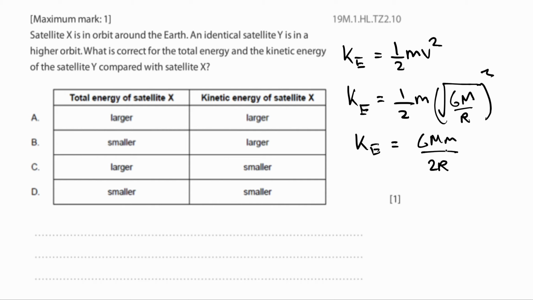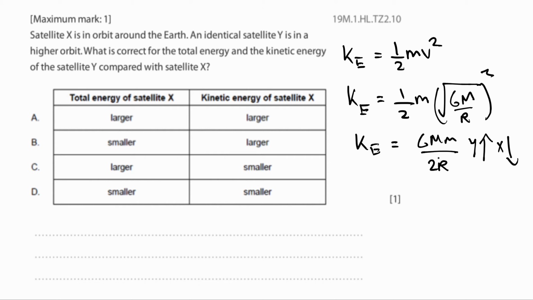Now we need to see what is the correlation between the radius and the kinetic energy, because that's what they're asking us. It's changing its orbit, it's changing its distance from the center of the planet. So let's see, satellite Y is in a higher orbit, so it has a greater radius. Y has greater radius, X has a lesser radius. So how will we put this into the equation? We don't need to substitute anything. We can just essentially test our concepts.